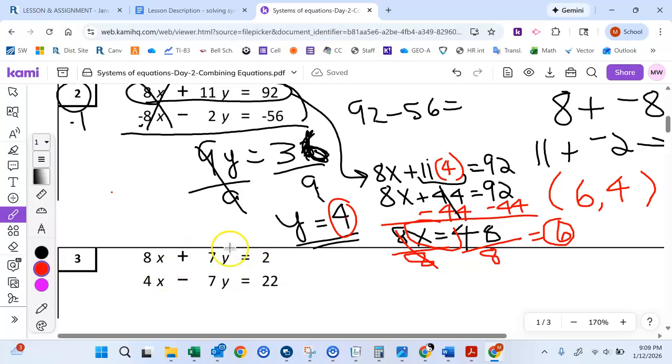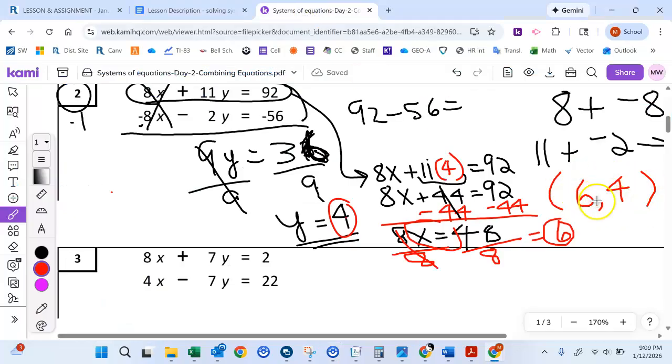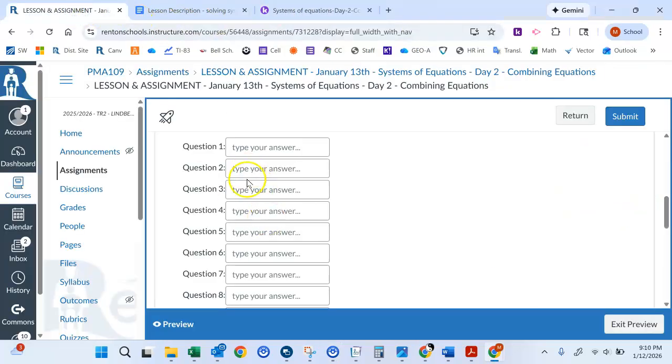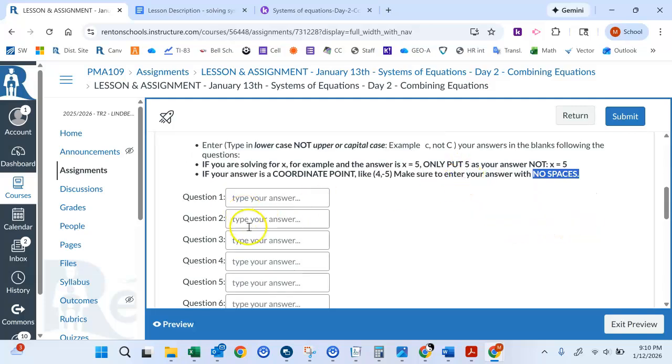We'll do another one together. I'll work this one, but what I want to do is show you how to enter it into Canvas. Remember, our answer is 6, 4. When you come back to enter it in Canvas, you have to enter it like it says here. If your answer is a coordinate point, like 4, 5, make sure to enter it with no spaces. No spaces, otherwise it'll get it incorrect.